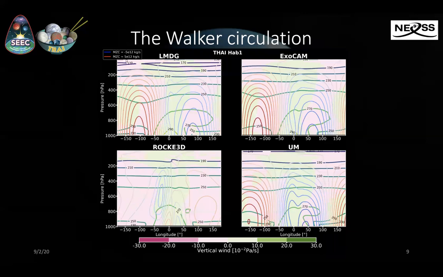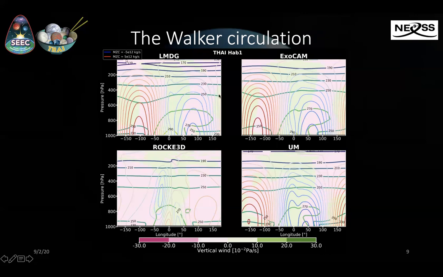It's different for a tidally locked planet like TRAPPIST-1e. The Walker circulation will always be fixed and not transient. Here we have represented the mean zonal circulation, MZC. In blue, the cell shows a clockwise circulation, while the red shows anticlockwise circulation. We see that LMDG, ExoCAM, and UM show the same kind of circulation, but it's different for ROCKE-3D.